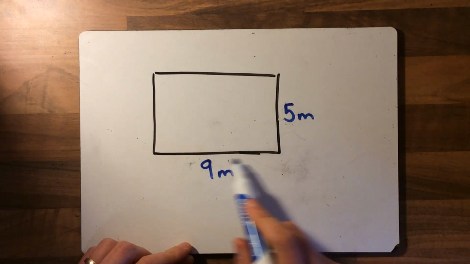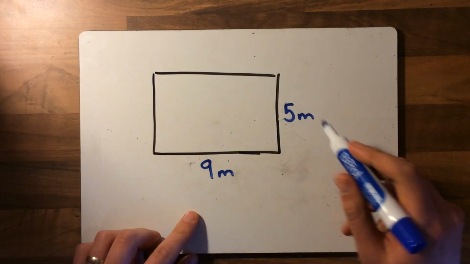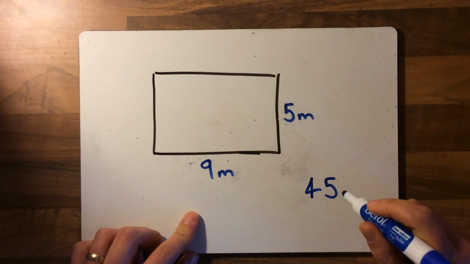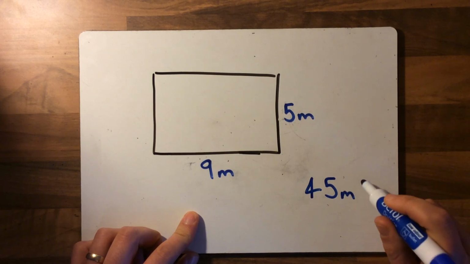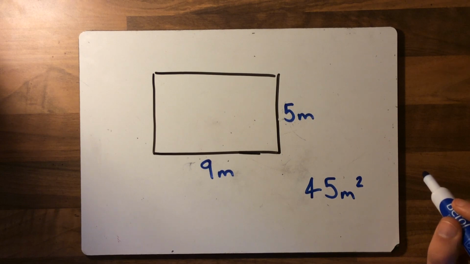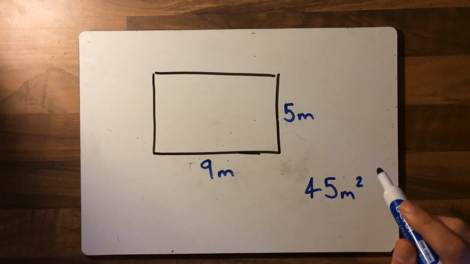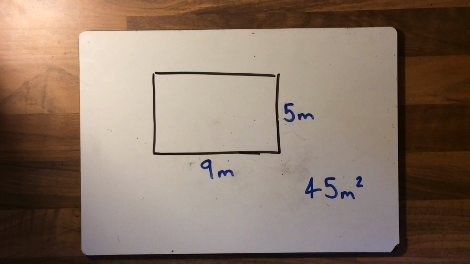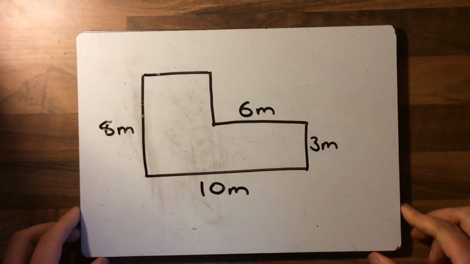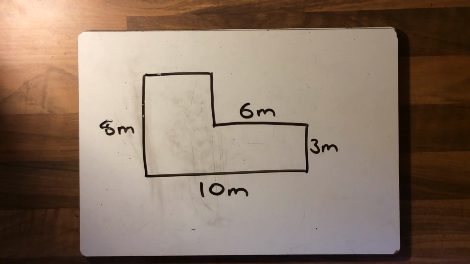So multiplying the width by the height, 9 times 5 is 45. The unit of measurement this time is m for metres, and the squared sign there because it's the number of squares within the shape, 45 metres squared. Okay, so that's what we looked at yesterday, and we are looking at something today, still looking at area, but it is a touch more complex.